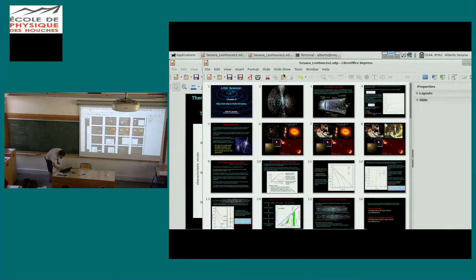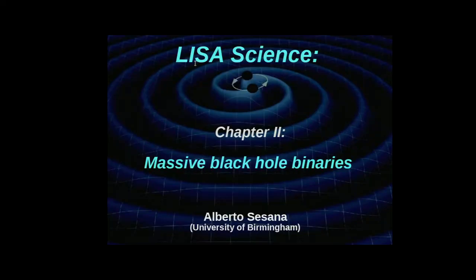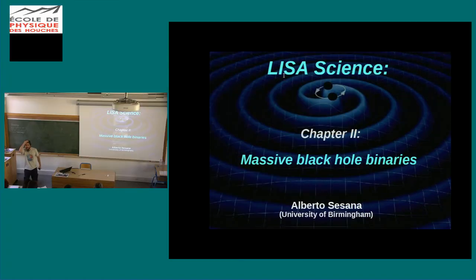Okay, so having said that, we can start. In this second lecture we talk about supermassive black holes, and supermassive black hole binaries or massive black hole binaries. I mean, there's really no difference between the two. Sometimes we refer to them as supermassive, sometimes as massive. I mean, they're massive in general.